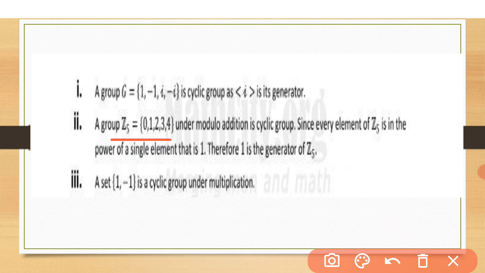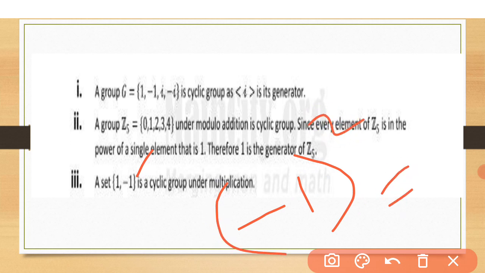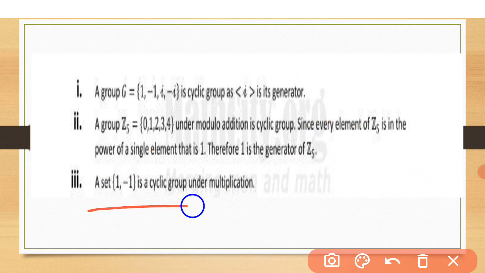The set {1, minus 1} is a cyclic group under multiplication. So you will find the generator of {1, minus 1}. What would be the generator of {1, minus 1} with respect to multiplication? Very easy to understand. Here minus 1 is the generator. When we take the power of minus 1, minus 1 raised to power 1 gives us minus 1, that is here. And minus 1 raised to power 2 gives us plus 1, that is here. Like that, when we take its power 3, it gives us minus 1, then plus 1, minus 1, plus 1. So here minus 1 is the generator.